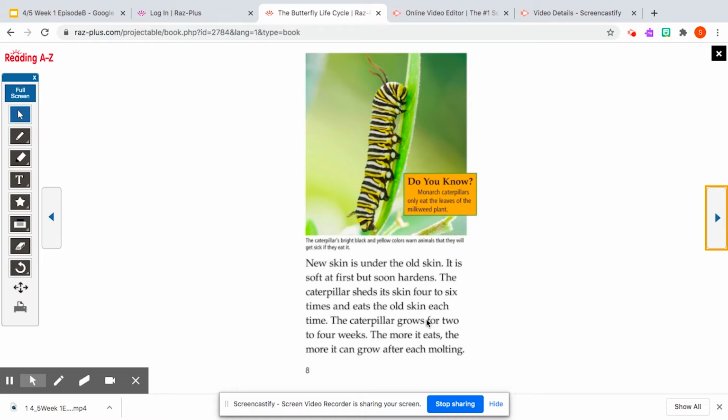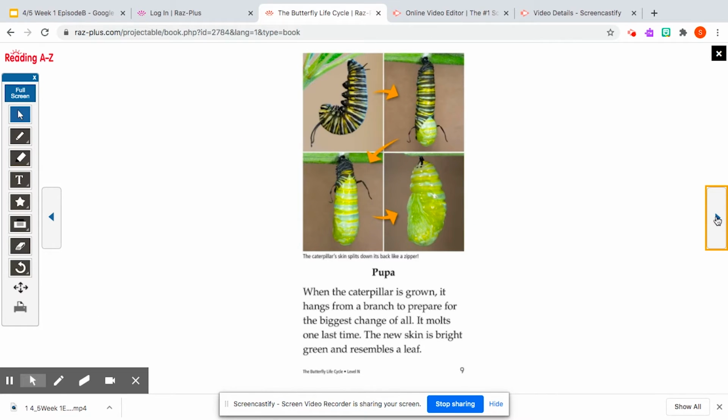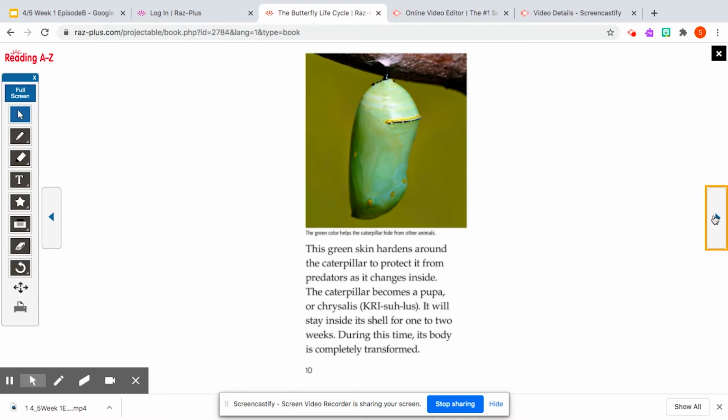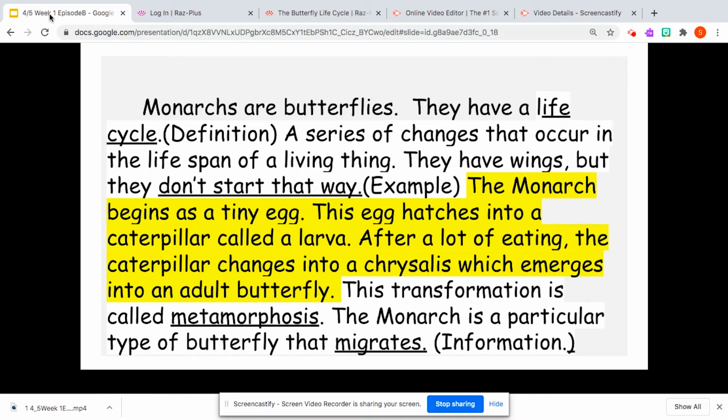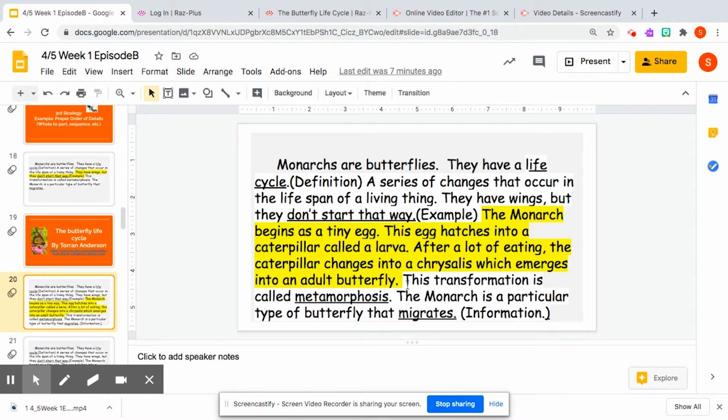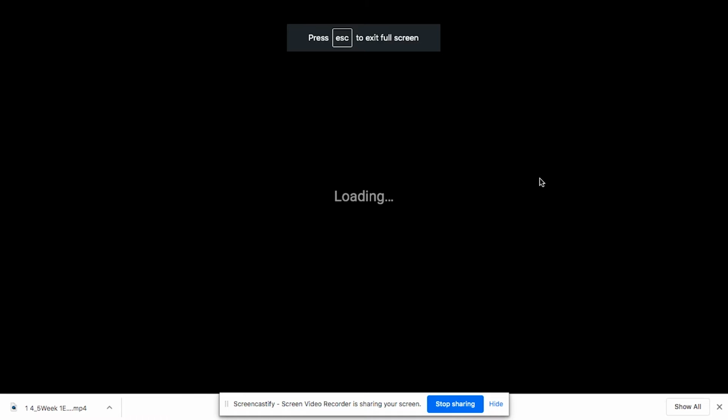Then we learned that it does this about 4 to 6 times. And then it moves to a pupa and it makes that green shell. Then it changes to the adult butterfly, and remember the wings became filled with blood. So now if we put that in our own words, we can add something like this.